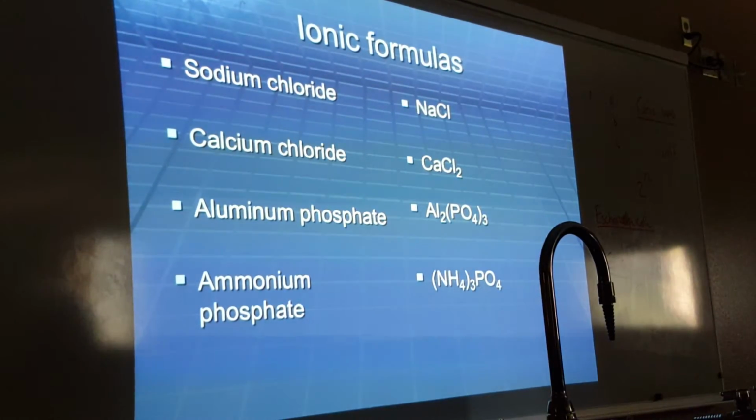And so if I combine that, that's an error. I did it wrong on the slide. Don't look at that. Because aluminum is +3 and phosphate is -3. So what happens? They go together 1 to 1. Okay? So the formula is just like this.